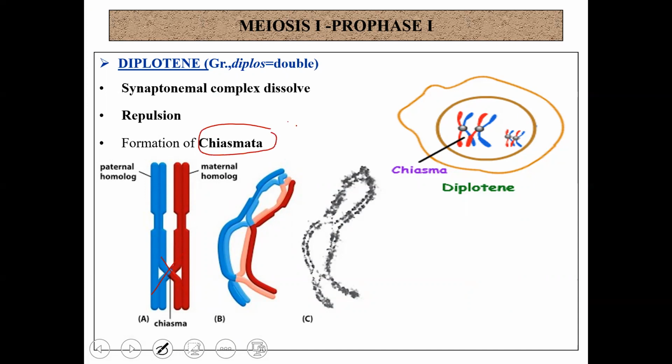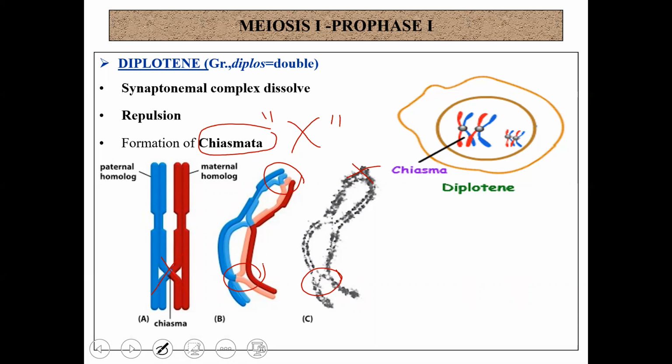So chiasmata is the X-shaped formation which occurs during the crossing over, and now slowly there will be repulsion between the 2 segments of the homologous chromosomes, because the synaptonemal complex is going to dissolve. You can see here how the genetic exchange has taken place, and how the crossing over has occurred. Even here, chiasmata formation will be occurring.